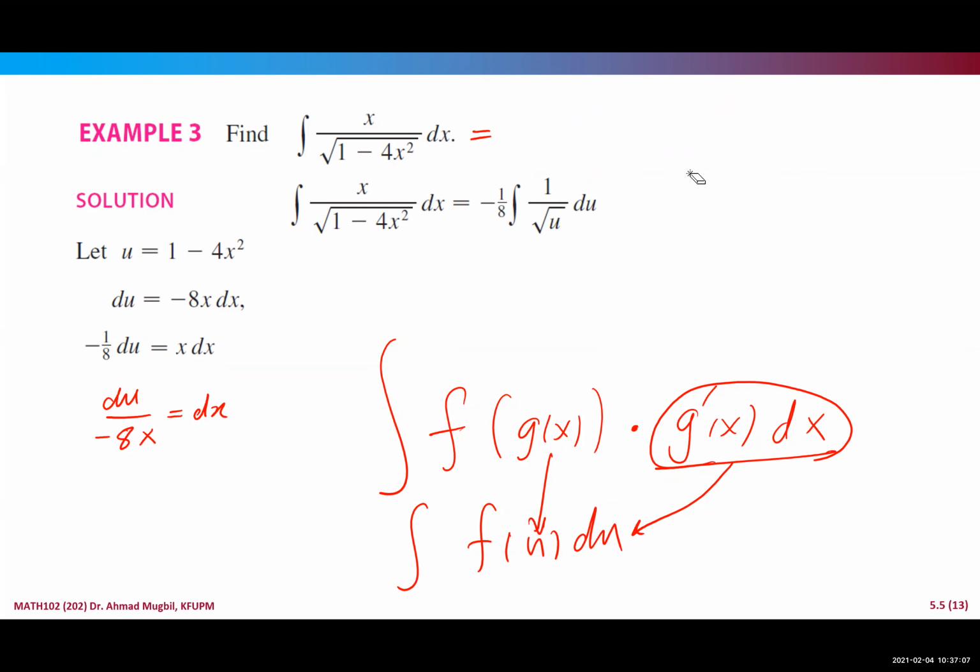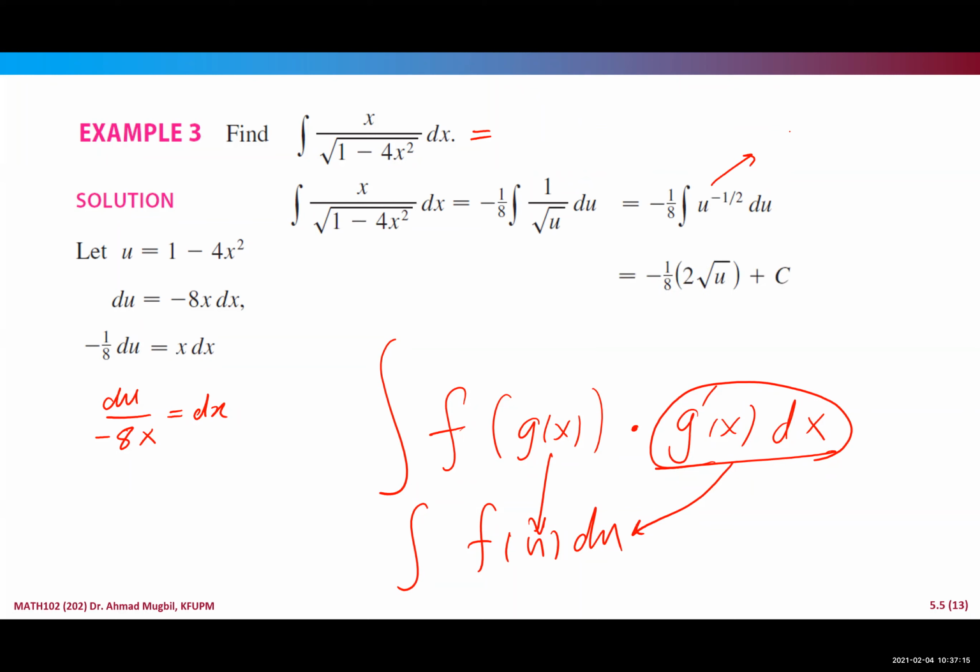And here we are. This is u to the power negative half, ya shabab, because it is in the denominator. Add 1, divide by the new power. When you add 1 here, it will be u to the power negative half plus 1 over negative half plus 1. Be careful. Negative half plus 1 will be a half. It will be just u to the power a half. Divided by half, it will be 2. So this is 2 square root of u. Simplify. You have this at the end when you replace u by its original.